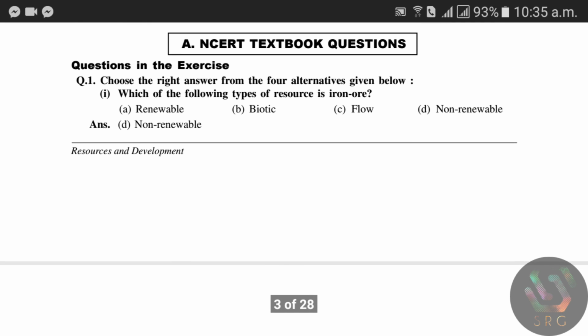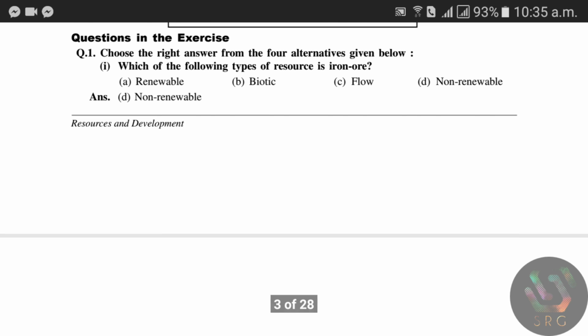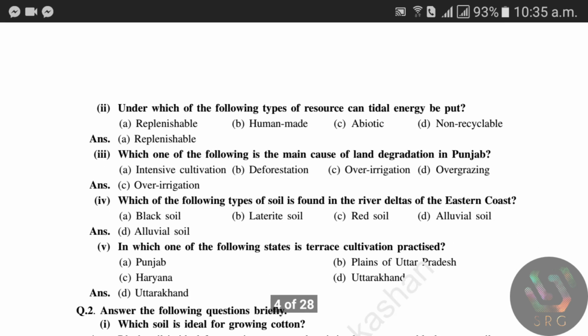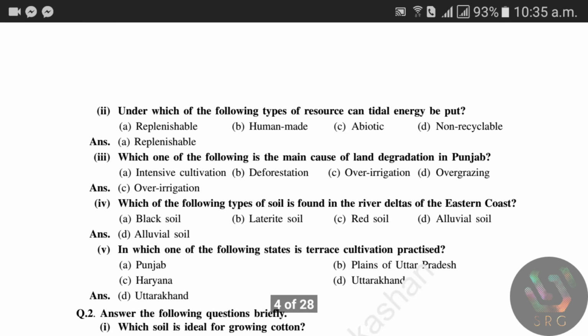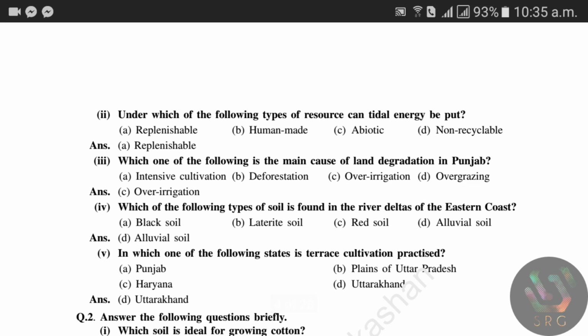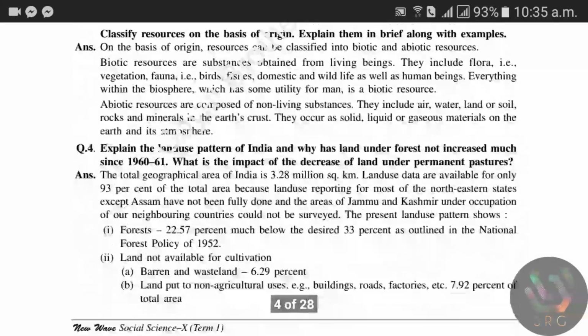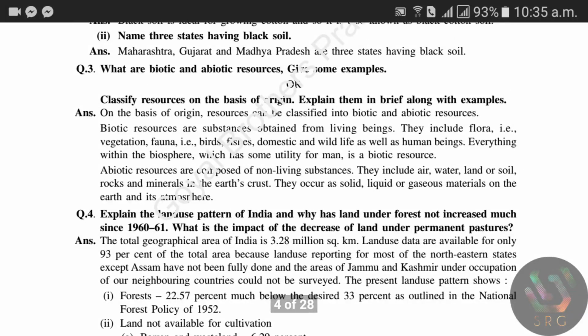Choose the right answer from the four alternatives given below. Oh, okay, these are the questions given over here. Actually, I'll put a link to this file in the description box below. You can download it from there. All these questions are really helpful for you. You're gonna get some answers from here too.